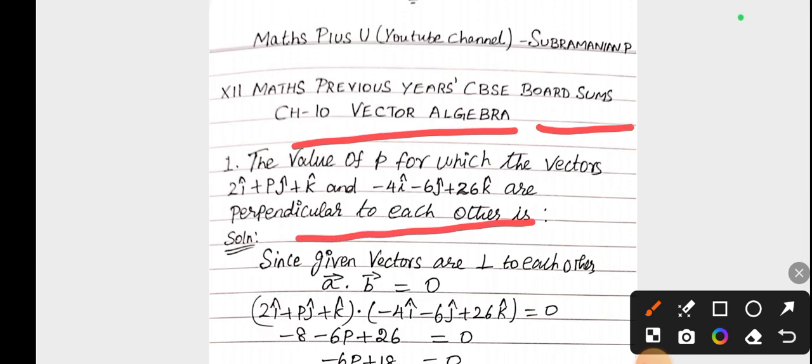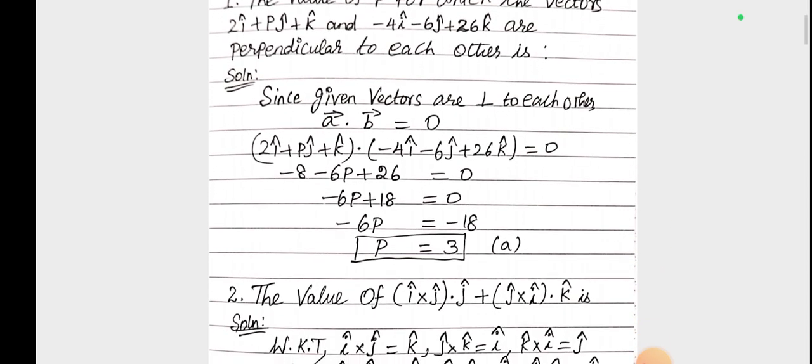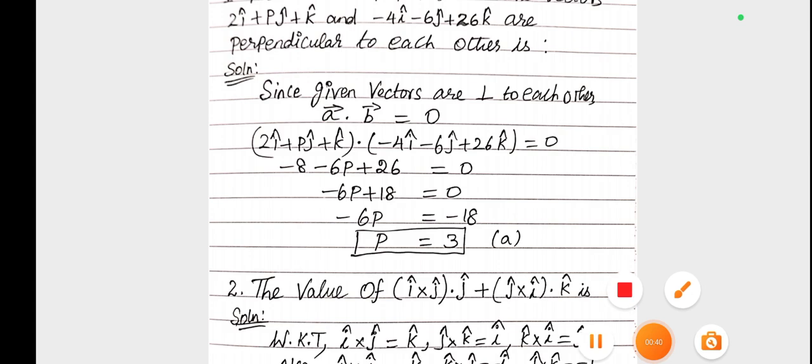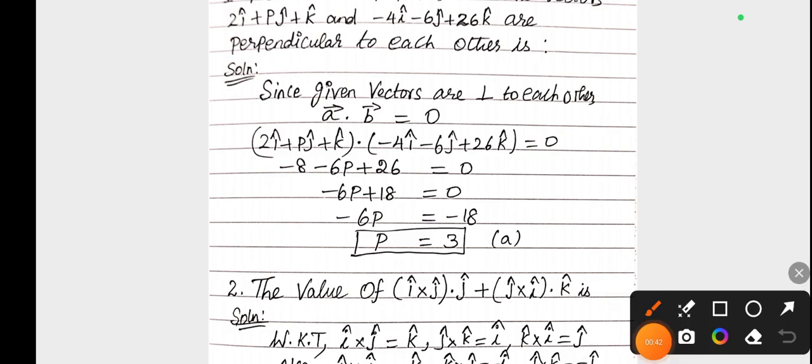Children, we know very well that when two vectors are perpendicular to each other, then the dot product equals 0: A vector dot B vector equals 0. This we got from the definition of dot product. Whenever they say perpendicular, you just put the dot product equal to 0.